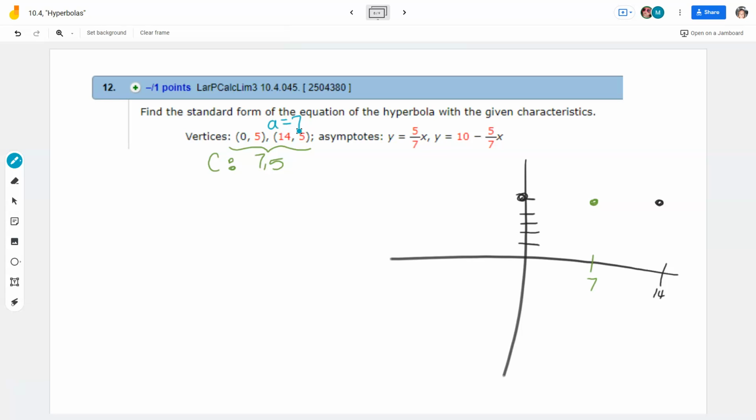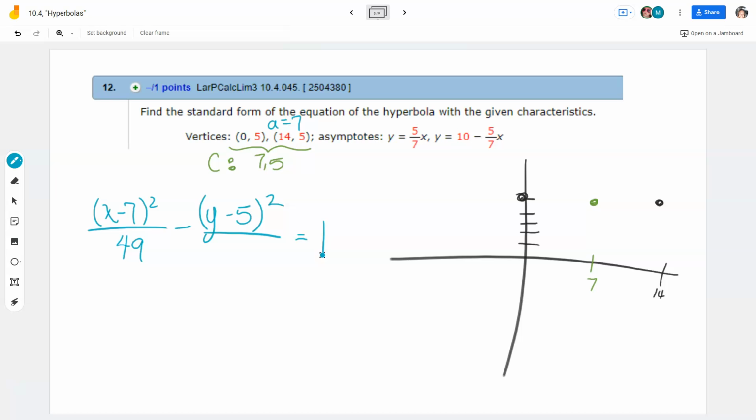I can plug in some stuff. I can plug in my x minus 7 squared all over 7 squared is 49. Plus 1 minus 5 squared. No, it's not plus, it's a hyperbola. Bad habit, bad habit. There we go, minus. Wasn't a bad habit in 10.3, but it's a bad habit in 10.4. Minus. What am I missing?